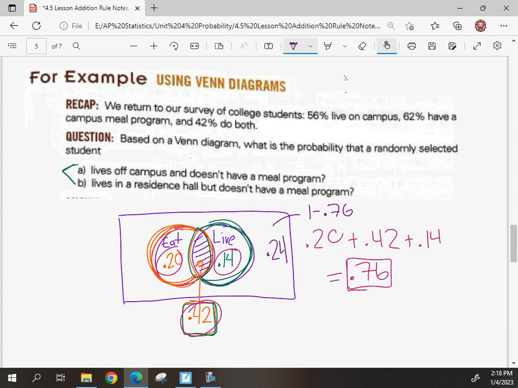And so that would answer this question right here. Just using our Venn diagram, the people who live off campus and don't have a meal program exist in this space outside of the circles, which is 24% of students.